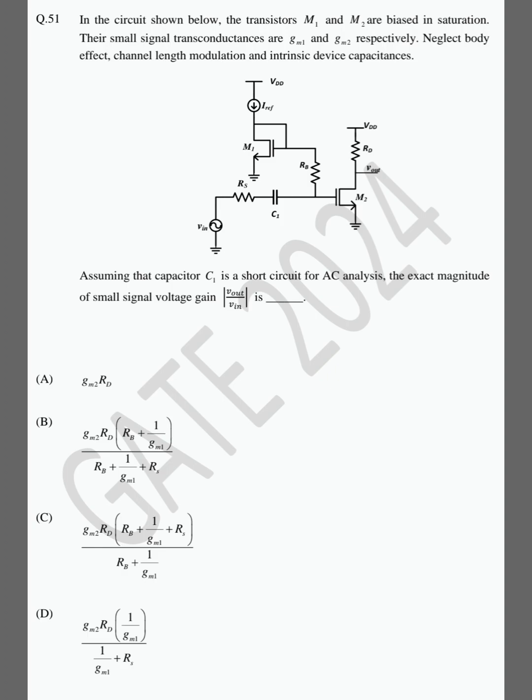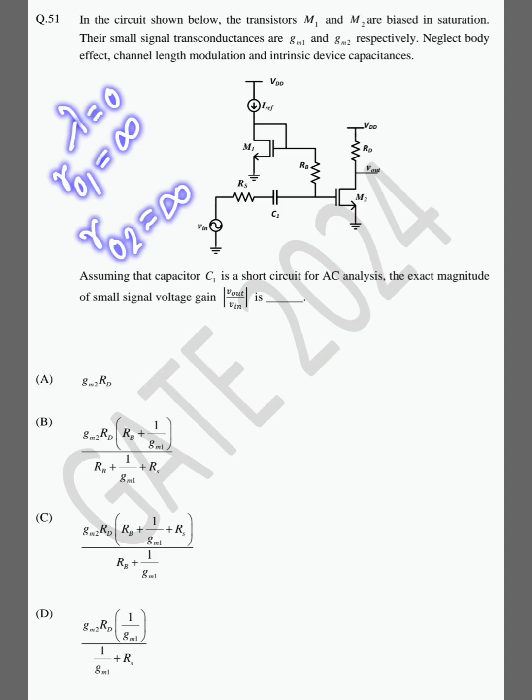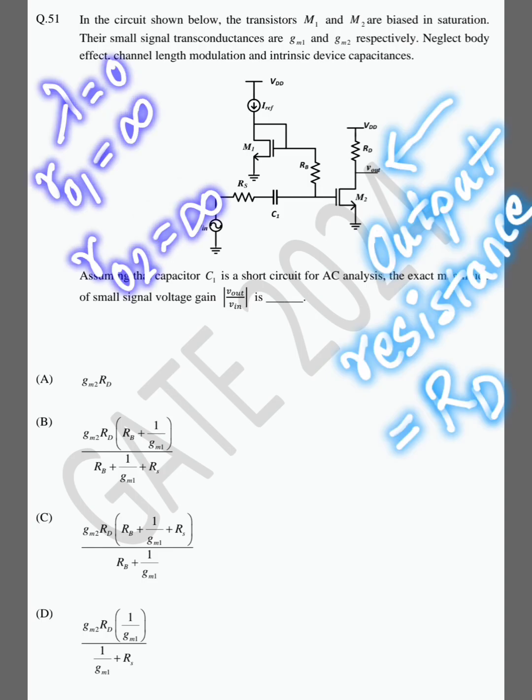Before I make the solution, let's go through a few facts. There are terms called small signal transconductance gm1 and gm2. See, gm1 and gm2 are valid only if the MOSFETs are biased in saturation. Second, it is given that there is no body effect for M2 and M1, and there is no channel length modulation. So if you compare the output resistance with the resistance RD, since there is no channel length modulation, we can say that the output impedance of MOSFET M2 and of MOSFET M1 is infinite.